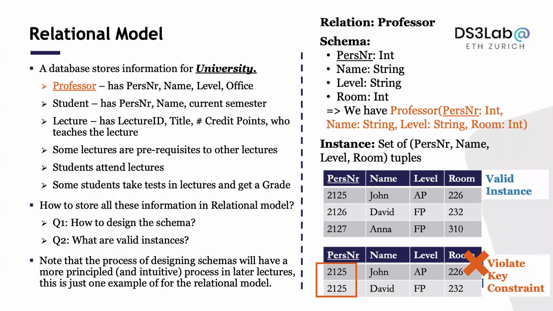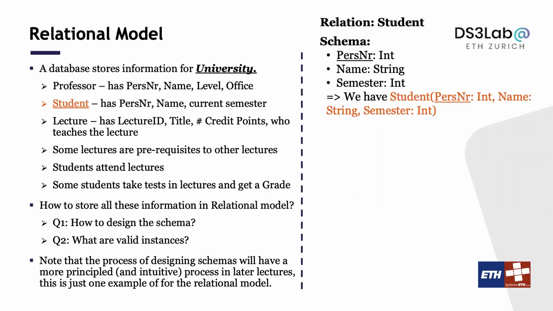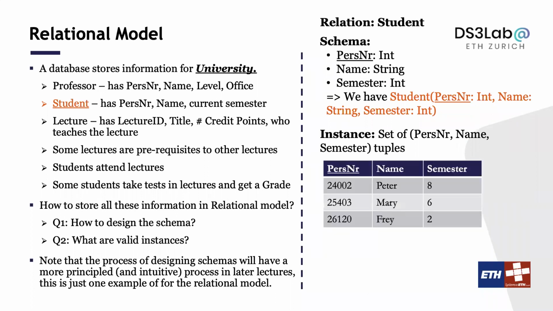And we can continue this exercise, right? One thing that's very similar, and we are going to go a little bit quicker here, is student. The schema here is, okay, I have the relation with the name student. I have one attribute, which is personnel number, I have a name, I have semester. And the instance of this relation will be a set of tuples, and each tuple has 3 attributes. This is one example of a valid instance.